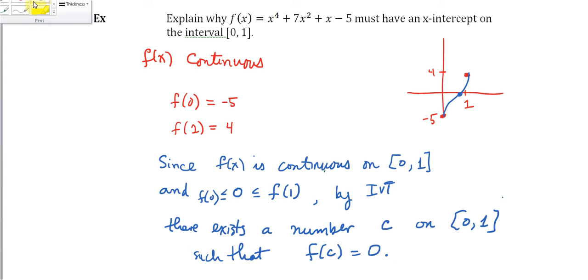So in other words, we don't necessarily know what x value this is. We're calling it c, but we know two things: that it must exist between 0 and 1, and when you plug this number into the function f, you will get 0. Right? This is what the intermediate value theorem is telling us.